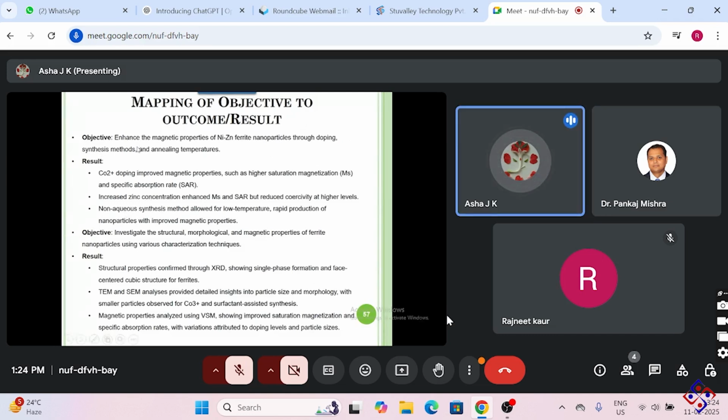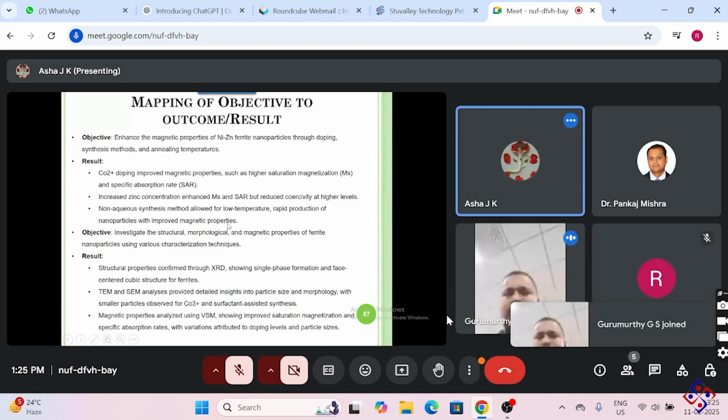Yes, sir. Here, the objective was to enhance the magnetic properties of Ni-Zn ferrite nanoparticles through doping, synthesis methods, and annealing temperature. And we get the results. Doping improved magnetic properties such as higher saturation magnetization and a specific absorption rate. Increased zinc concentration enhanced MS and SAR, but reduced corrosivity at higher levels. The non-aqueous synthesis method allowed for a lower temperature, rapid production of nanoparticles with improved magnetic properties.